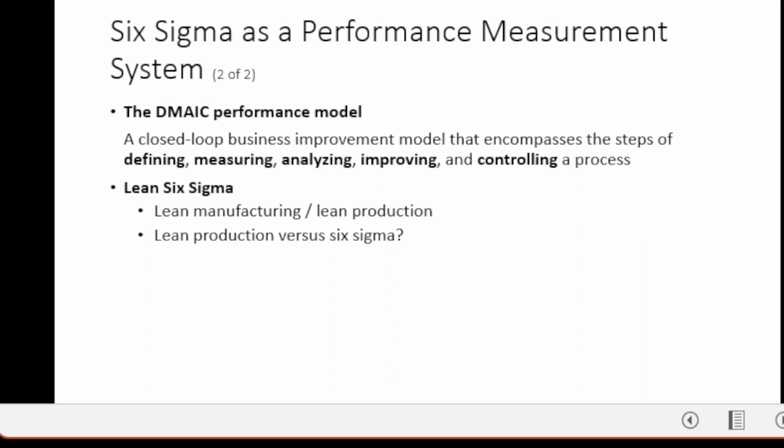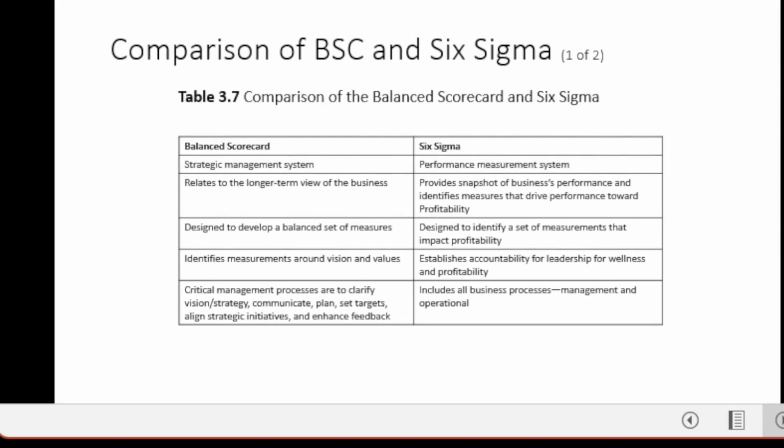Okay, we will go into detail. Comparing the balanced scorecard with Six Sigma. Six Sigma is more of a performance management system, whereas Balanced Scorecard is a strategic management system. Six Sigma provides a snapshot of business performance and identifies measures that drive performance towards profitability, whereas Balanced Scorecard relates to a longer-term view of the business.